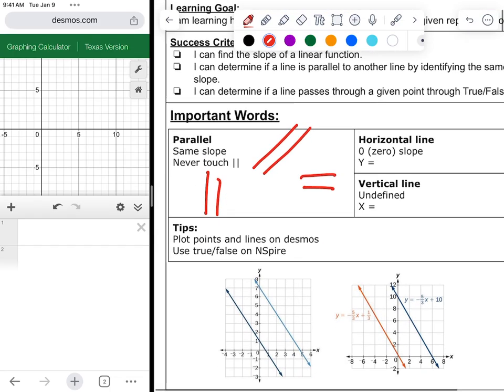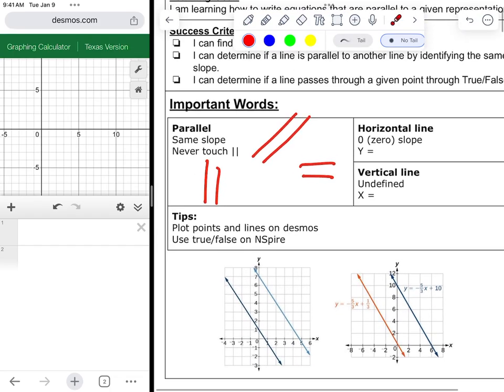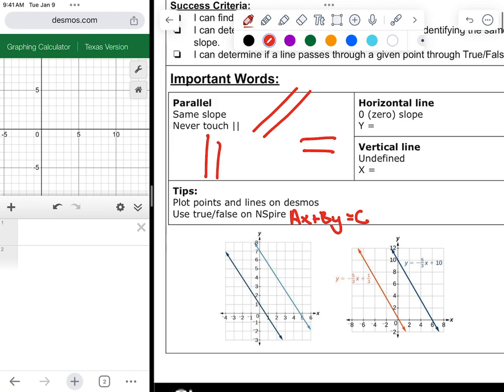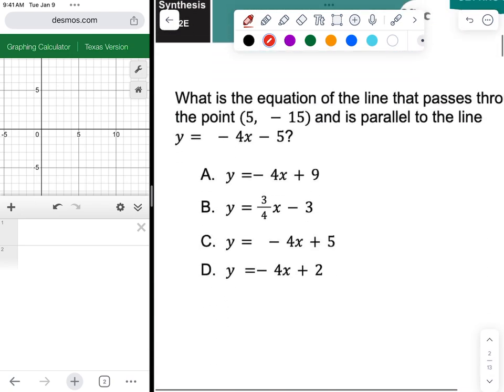All right, so we're going to use two things to talk about parallel slopes. We're going to be plotting points and lines on Desmos or using true-false on Inspire, depending on the form. So if it's ax plus by equals c, we're definitely going to be using true-false. Let's go ahead and hop into question one.